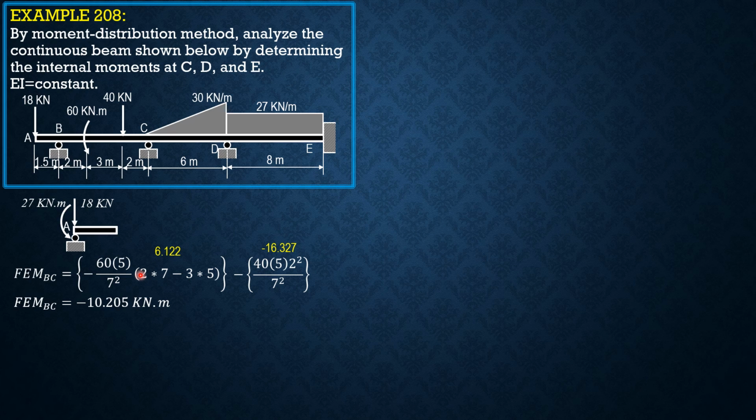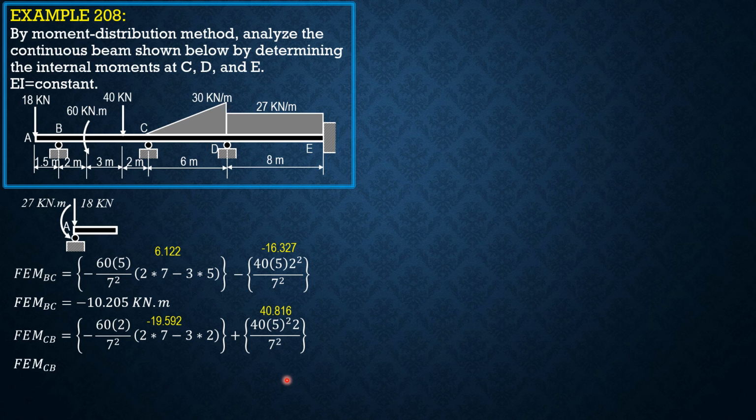While the fixed moment CB is negative 60 times 2 over 7 square. A is 2. Then 2L minus 3A, so 2 times 7 minus 3 times 2. Then positive plus 40 times 5 square times 2 over 7 square. So take note that at C, for the concentrated or point load, it's positive. And for the couple load, we just use the formula directly and compute the result whether positive or negative. Positive means clockwise, negative means counterclockwise. So negative 19.592, this value, and this value is 40.816. Combining, the fixed moment CB is 21.224 kilonewton meter.